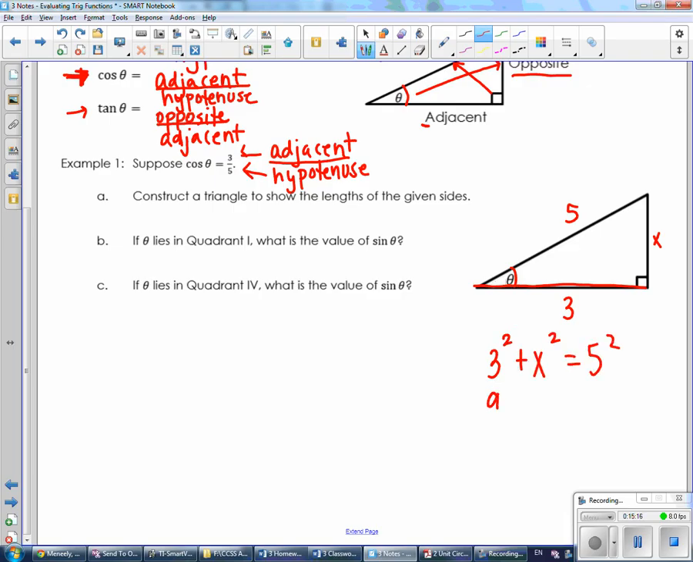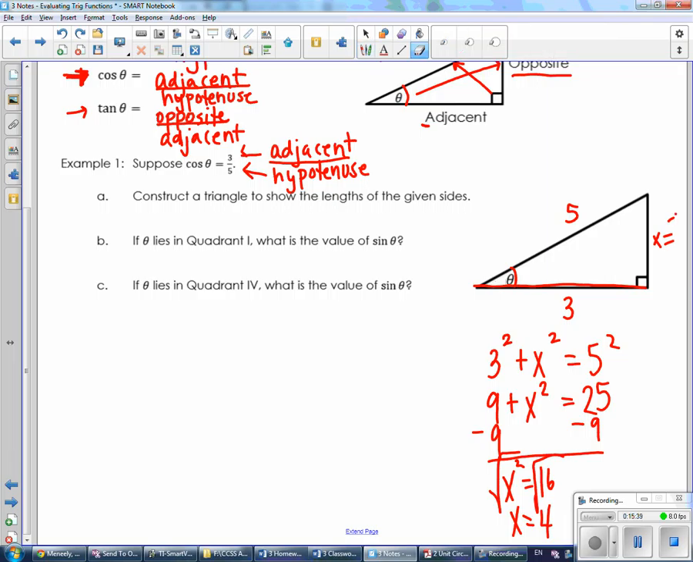And 3 squared is 9. So we've got 9 plus x squared is equal to 5 squared, which is 25. If I subtract 9 from both sides, we get that x squared is equal to 16. So when I take the square root of both sides, I get that x equals 4. It could be negative 4 too, but in this case, since I'm dealing with the length of a triangle, I want to make sure that I keep it positive, for now anyway. I'll show you what happens when we start flipping this thing around the unit circle.